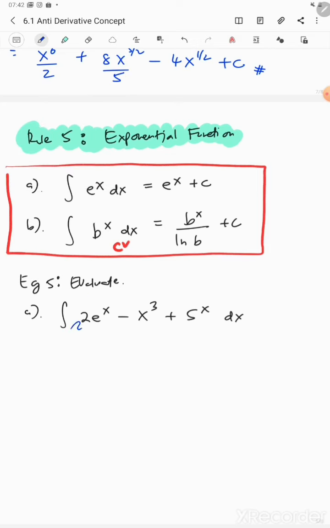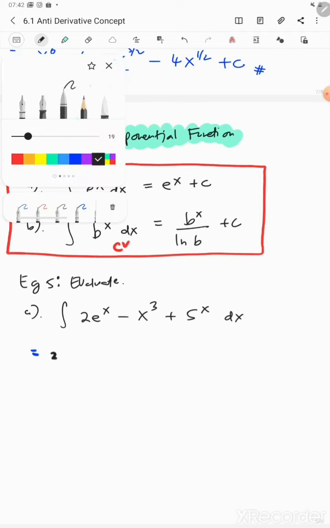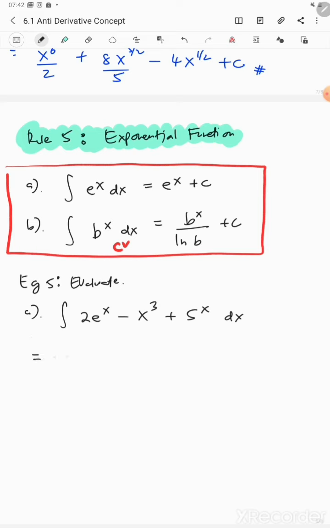Evaluate the integral of 2 e power of x minus x power of 3 plus 5x dx. Remember, now we have a constant, right? We can just let it be, and then we integrate only the function now.